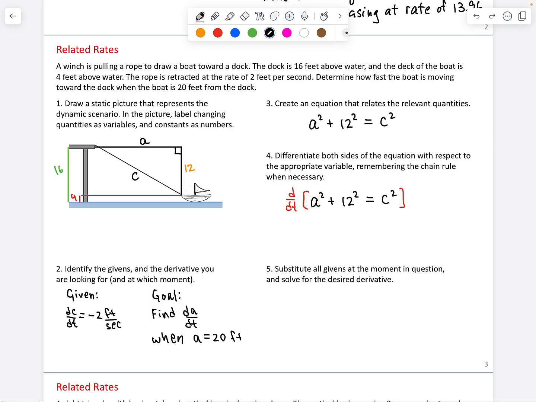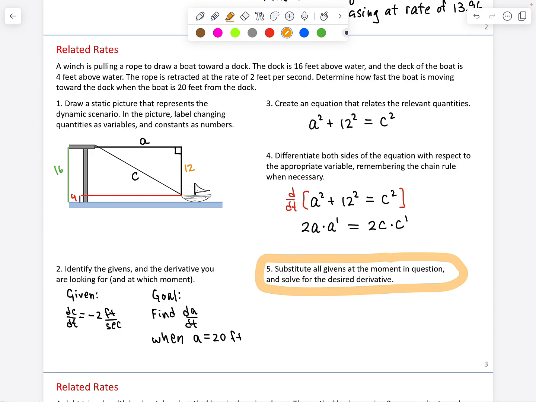So using the generalized power rule, the derivative of a squared is 2a to the 1 power, and then times the derivative of the base, so times a prime, and that a prime is dA/dt. Now the derivative of 12 squared will be 0, because that's a constant, and then the derivative of c squared will be 2c to the first, and then chain rule, times the derivative of c, and c prime is dc/dt. And this takes us to step 5.